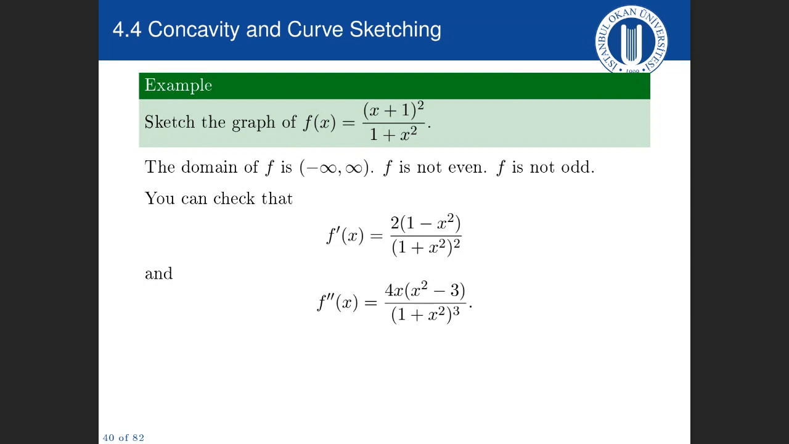And then I want to look to see where is the first derivative equal to 0 and where is the second derivative equal to 0. Well, the first derivative, which exists everywhere, is equal to 0 if and only if x is plus or minus 1. The second derivative also exists everywhere, and this is equal to 0 if x is 0 or if x is plus or minus the square root of 3.